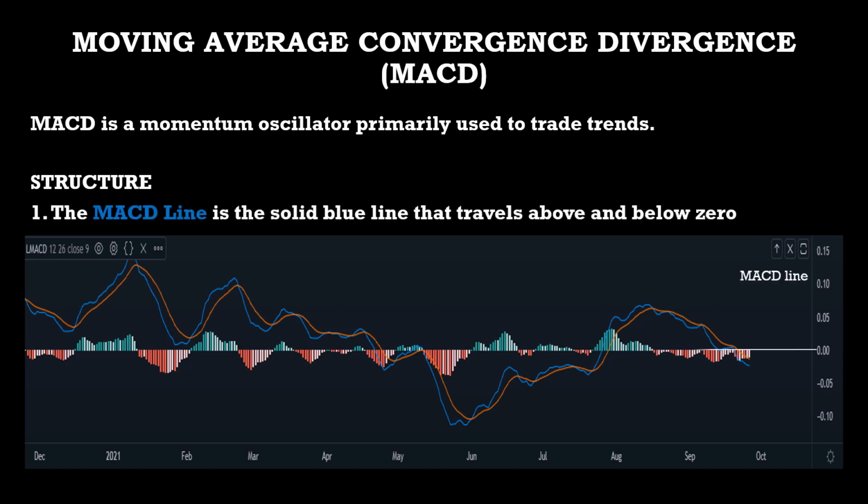The MACD line is the solid blue line that travels above and below zero. This indicator gives you a buy signal when the stock or crypto is trending up, and a sell signal when it is reversing. Just like moving average, this is also a lagging indicator.